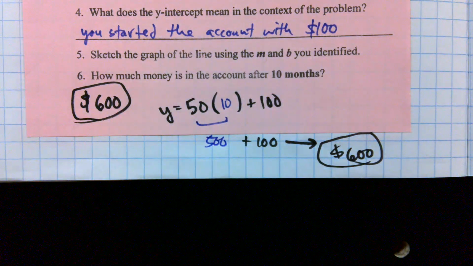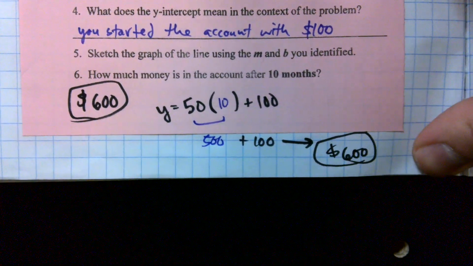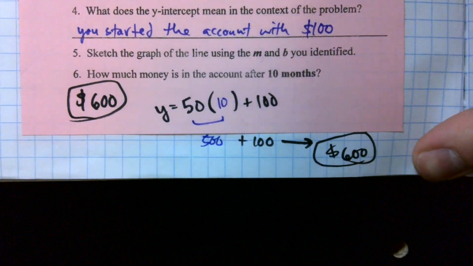Is that the same amount that we got by looking at the graph? Yes. So there's always more than one way to get to an answer. You could look at the graph. You could use your equation and plug in the number that it gives you and solve it out. Either way, you should get the same thing if you did it right. This is absolutely something you will have to do on the test. So what questions can I answer about that?